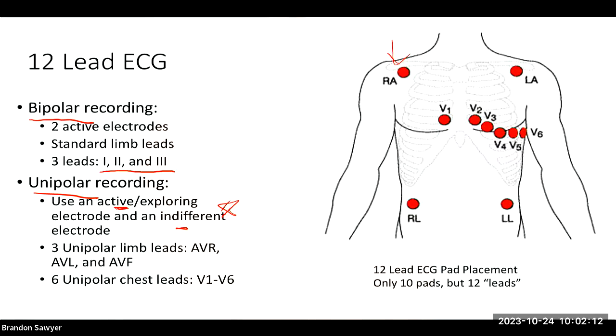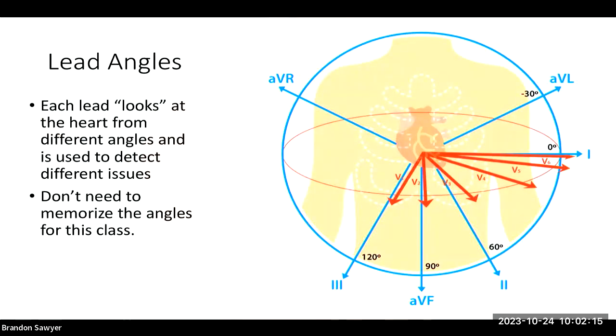So here's a little bit about the different angles. Each lead that we look at looks at the heart from a different angle, so it looks at a different part of the heart: either the front of the heart, the side of the heart, or the back of the heart.